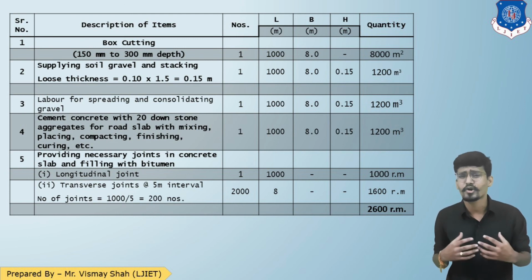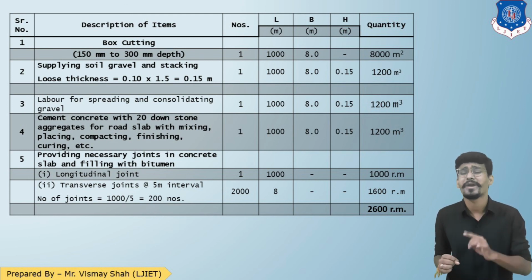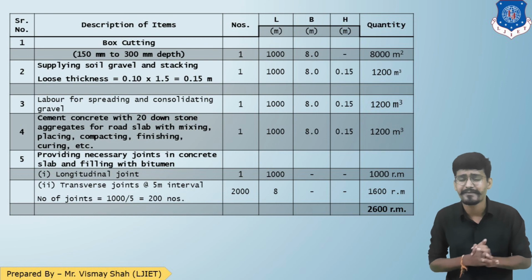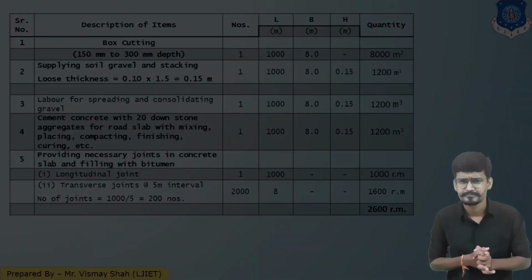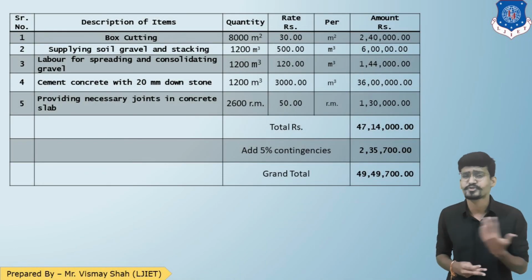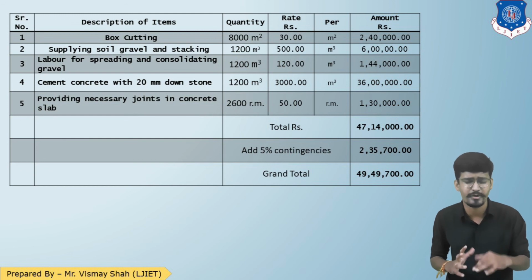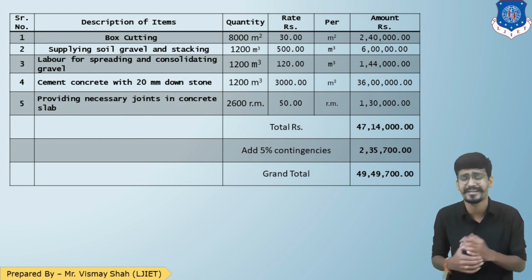So these are all the quantities which we required, but we have been asked to prepare an estimate. So let us prepare the abstract sheet by which we can prepare the estimate. Here is the abstract sheet for the given quantities. The rates have been taken from the schedule of rates, SOR, which you have already studied in the previous sessions of rate analysis.